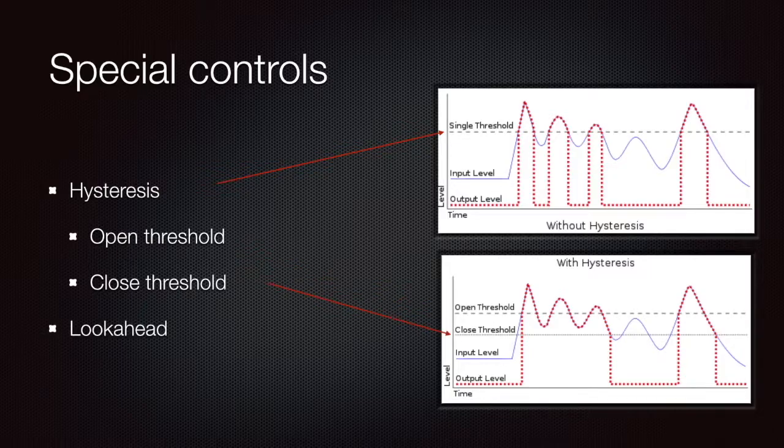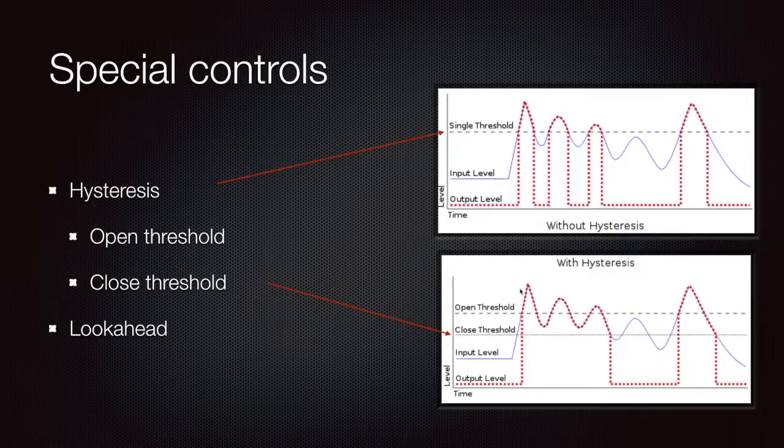And finally, some digital gates have a control named look ahead. With this control engaged, the gate will analyze the signal a few milliseconds before it reaches the threshold, so it can open faster without losing any transients in the signal.